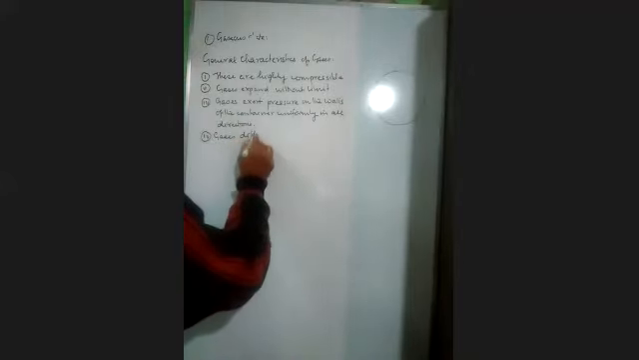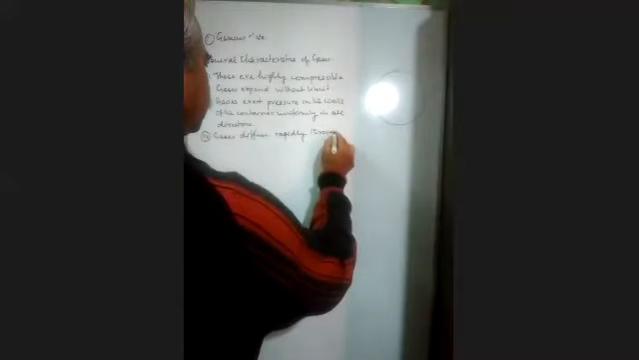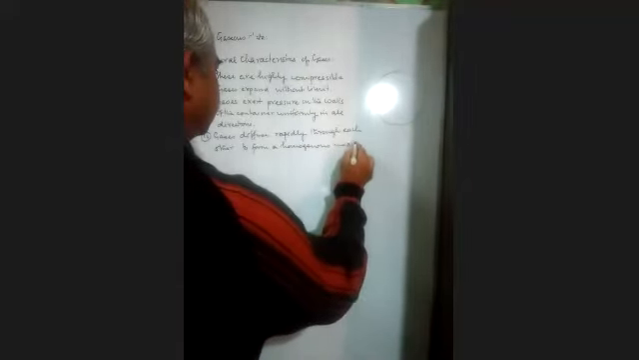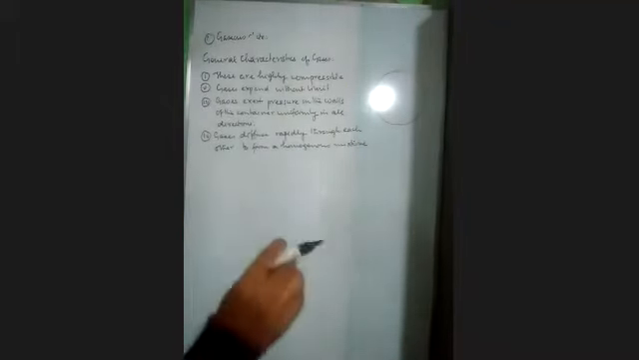4. Gases diffuse rapidly through each other to form a homogeneous mixture. Diffuse means when it passes through a small hole.